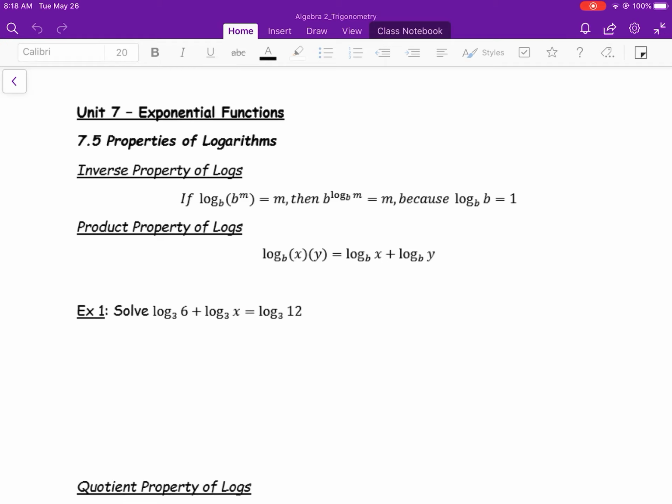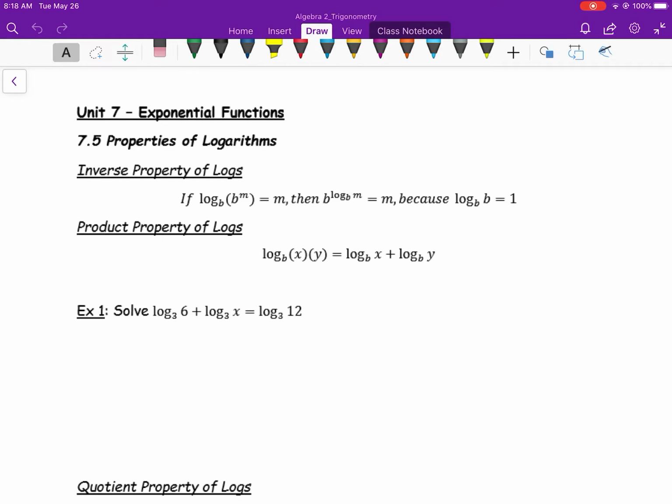Product property. So basically what this says is if we have multiplication here, we can break it up into addition. Alright, so log base b of x times y is the same as log base b of x plus log base b of y. Now to do these problems, the bases all have to be the same.